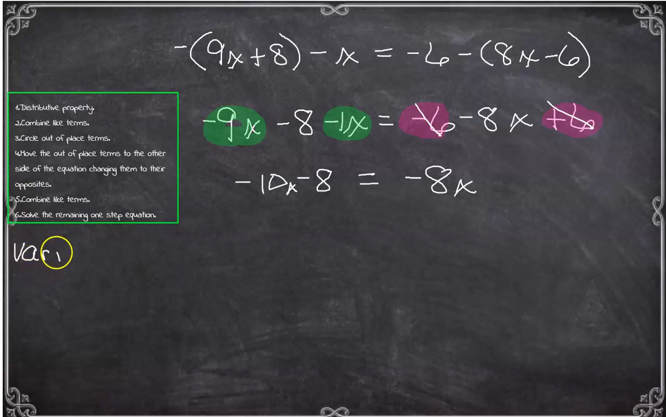So variables equals constant. Variables on the left, constants on the right. What I'm looking for is anything that's not in this order, or not on the correct side of the equals. So I have a constant, a negative 8 constant.